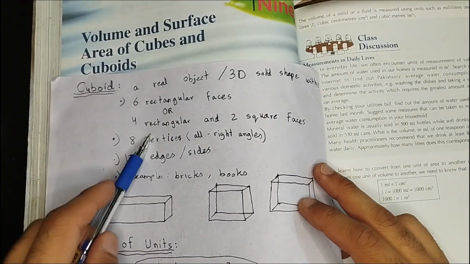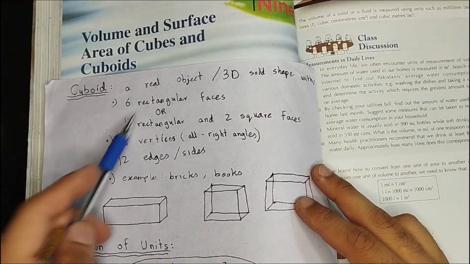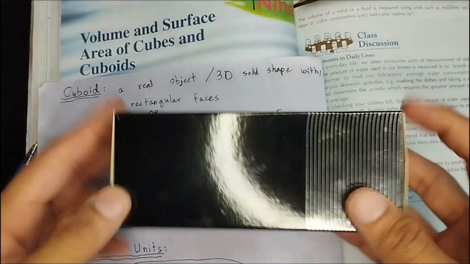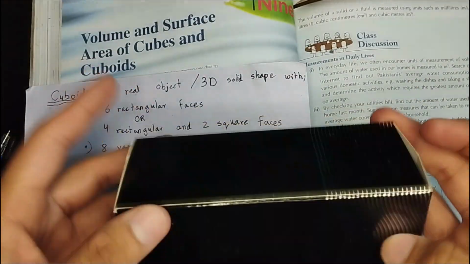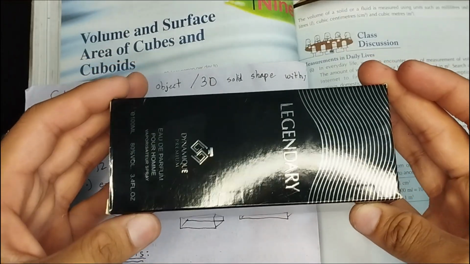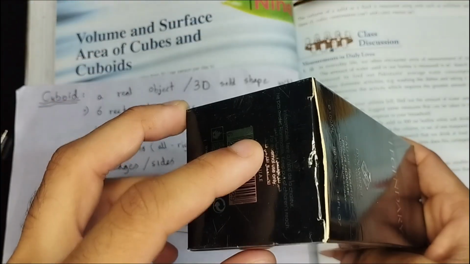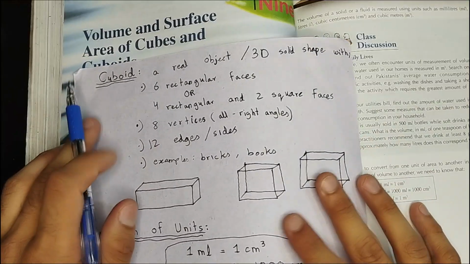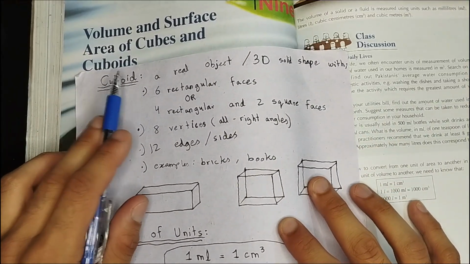Then I have 4 rectangles and 2 squares. This is the second option I have. For example, look at this box. I have rectangular face here, rectangular face here, rectangular face here, and rectangular face here as well. Then I have a square here and a square here. Most likely you can say a brick face as well. So these both are the examples of what? Cuboid. These are both cuboids.